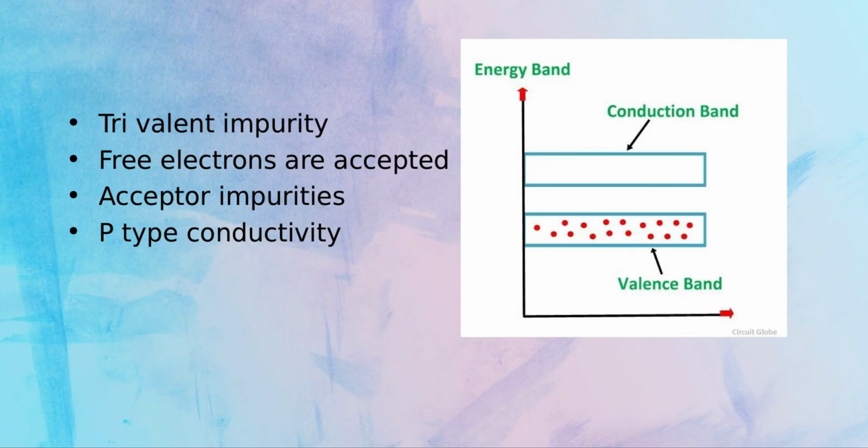Now let's take a look at the energy band diagram of p-type semiconductor. There are more holes in the valence band. And these atoms are called acceptors because they lack free electrons and so they're ready to accept free electrons from others. So the conductivity that is caused by a p-type semiconductor is called p-type conductivity.